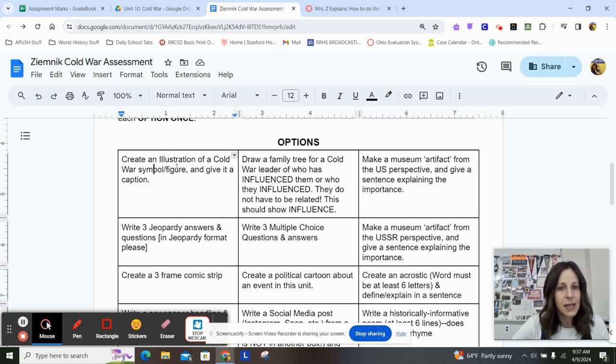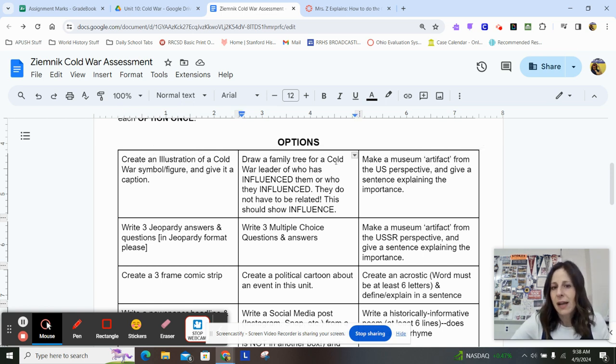So creating an illustration of a Cold War symbol or figure and give it a caption. So you have to think about what's a Cold War symbol, Cold War person, Cold War event. I'm going to draw that out. Stick figures are okay, but I need to be able to see some effort into it, okay? So I need to be able to see what you're trying to convey and then give it a caption.